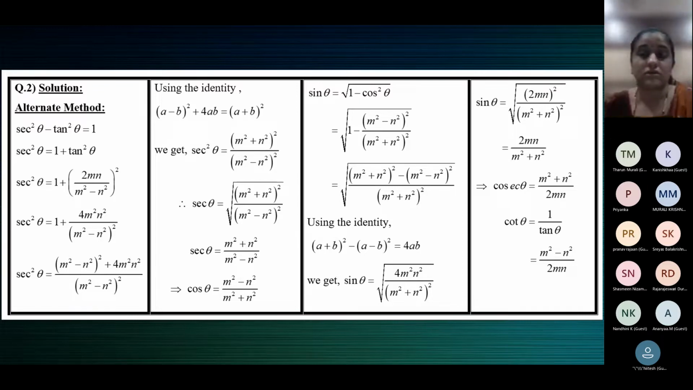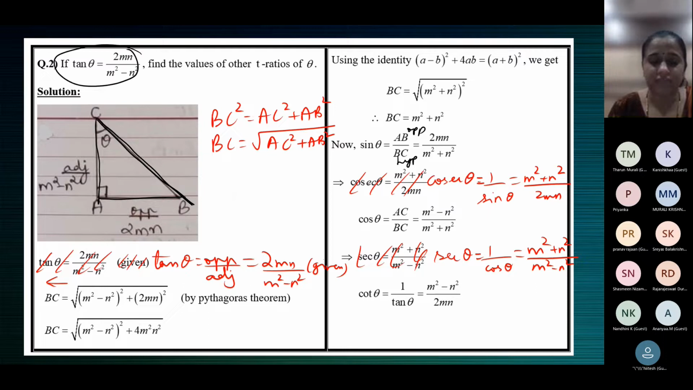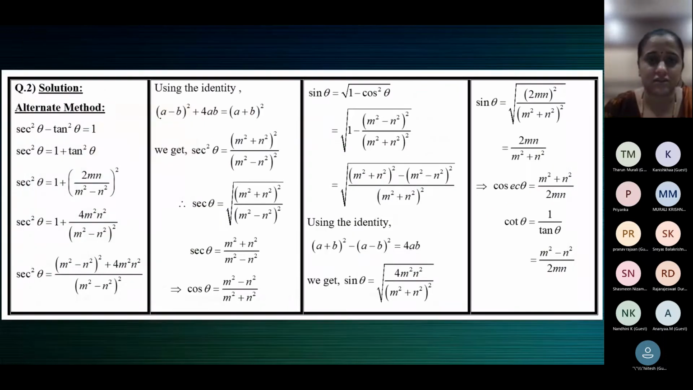Yes, children. So I was telling you that the alternate method is to use the trigonometric identities. Since we're given tan theta, we're going to make use of a trigonometric ratio that has tan theta in it.